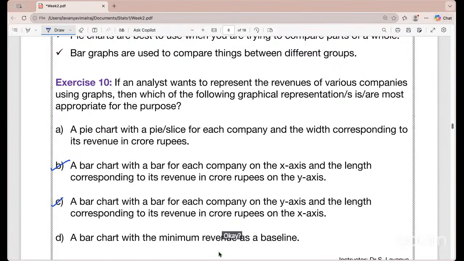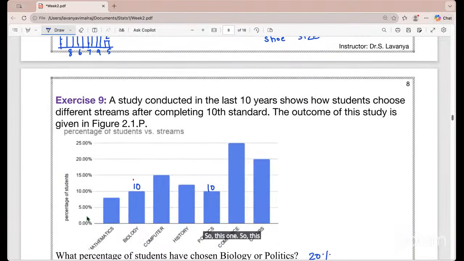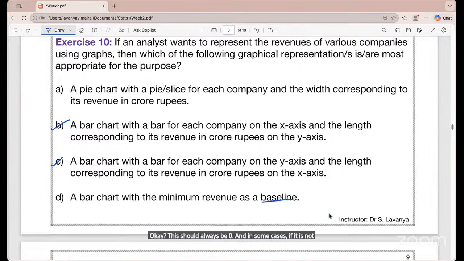A bar chart with the minimum revenue as a baseline. What is a baseline? Baseline is this one. This should always be 0. And in some cases, if it is not 0, what has to be done? We will be discussing that shortly. But usually it is 0. So if you take the minimum revenue as the baseline, that is going to give you a biased graph. It is not going to give you a good graph. So this is of course incorrect. Okay, fine.